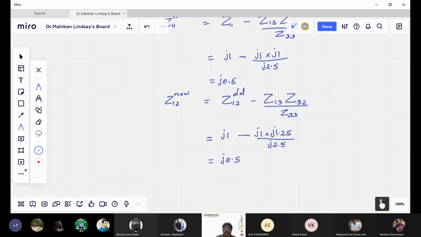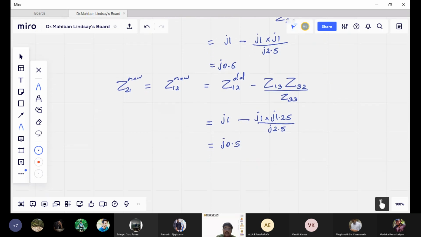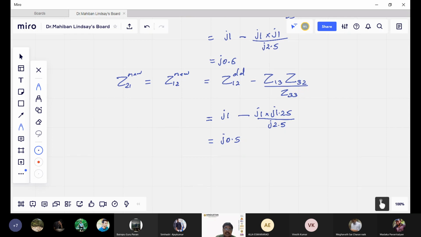And next, listen here, Z21 we don't want to find. Why? Because Z21 new should be equal to Z12 new. Therefore, one more value we have to find, that is Z22 new. Z22 new is equal to Z22 old minus Z23 times Z32 divided by Z33, because i and j are 2. Therefore, it is easy for me to substitute.